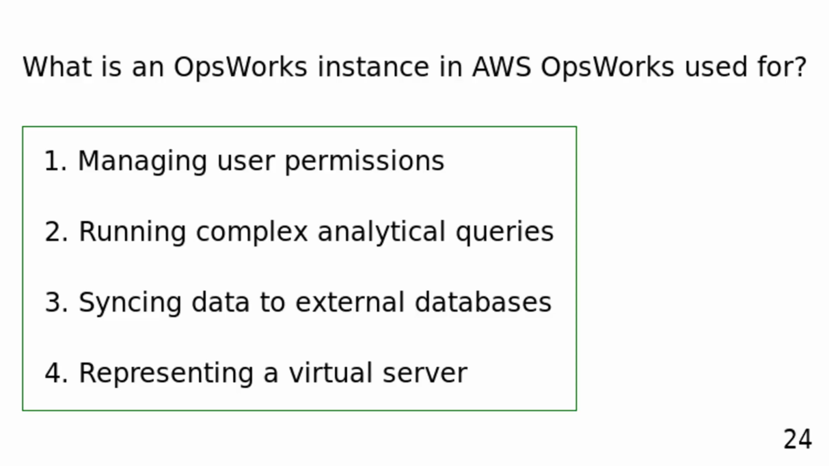What is an OpsWorks instance in AWS OpsWorks used for? Managing user permissions. Running complex analytical queries. Syncing data to external databases. Representing a virtual server.